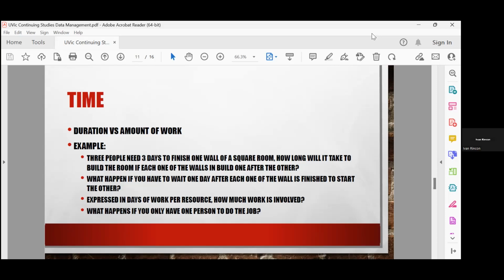Duration means how much time in a calendar it takes to do it, right? One, two, three, four days, one month, whatever. It's the amount of time in the calendar. But that doesn't mean that that is what we call the amount of work.